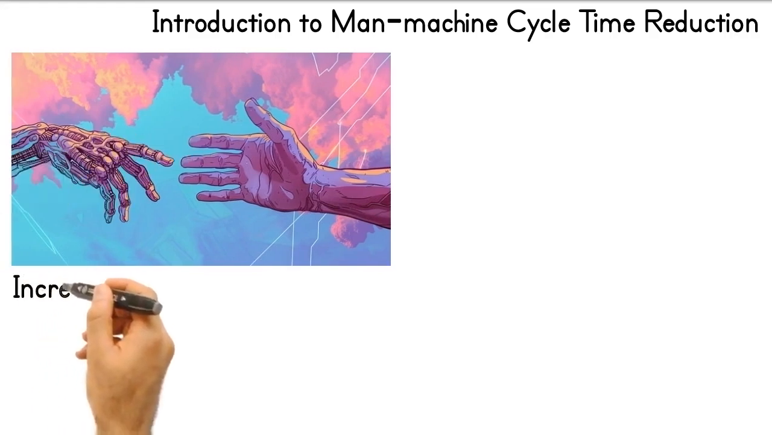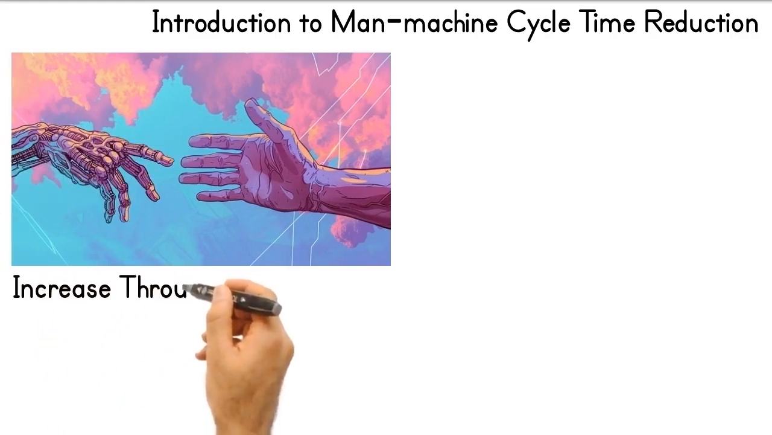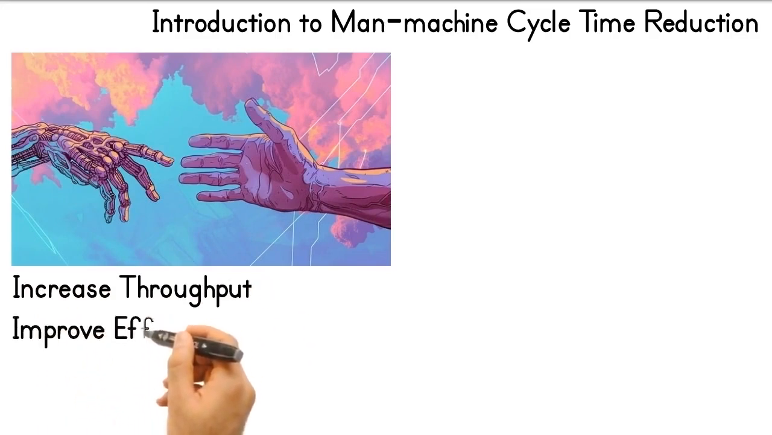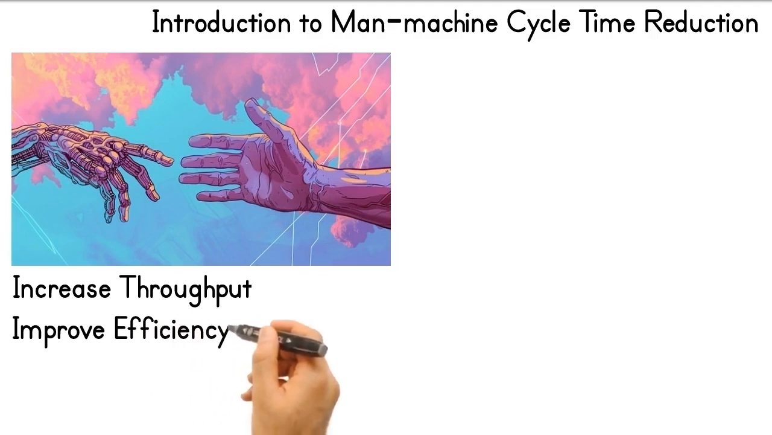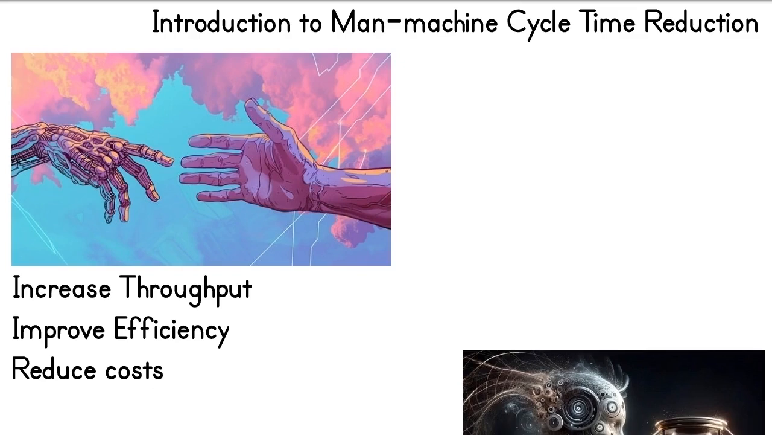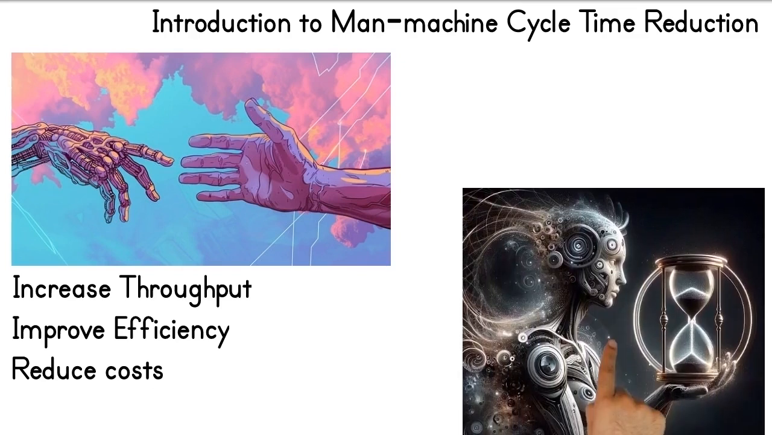Man-machine cycle time reduction refers to the practice of reducing the total time taken by both human workers and machines to complete a cycle in a manufacturing or production environment. This cycle time includes all the tasks and operations performed by both the machine and the operator, from the start of a production task to its completion.